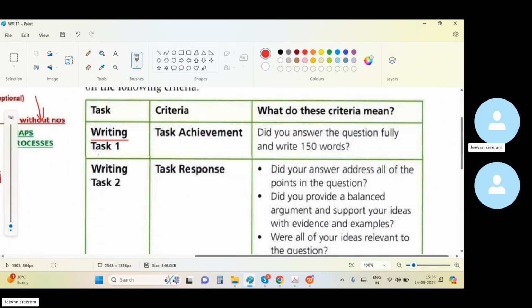The first one for writing task 1 is task achievement. How are they going to give marks for task achievement? Whether you have written at least 150 words, right, with relevant information, can give you a better task achievement score. In your response, there must be at least 150 words, right? The information should also be relevant.